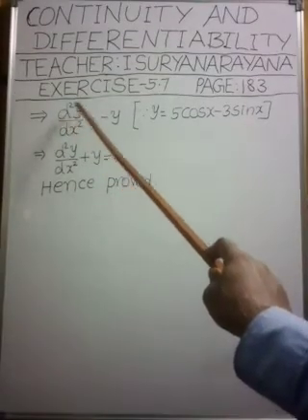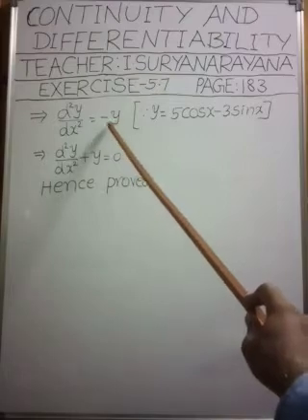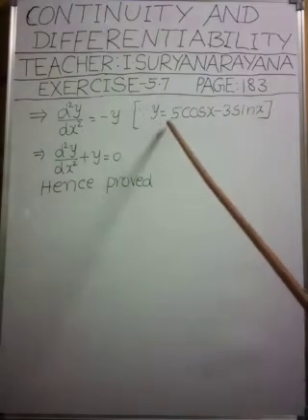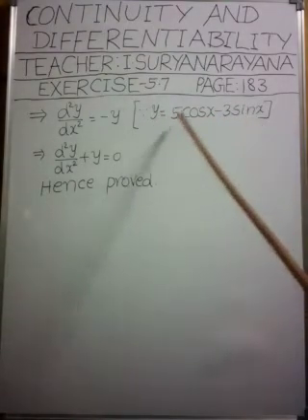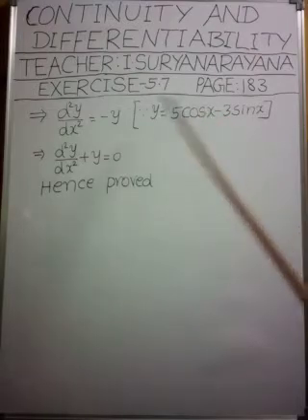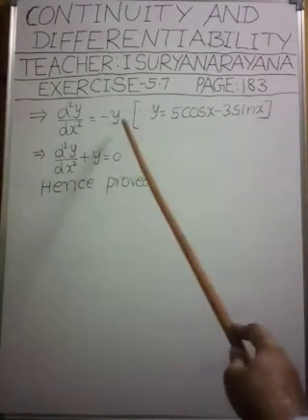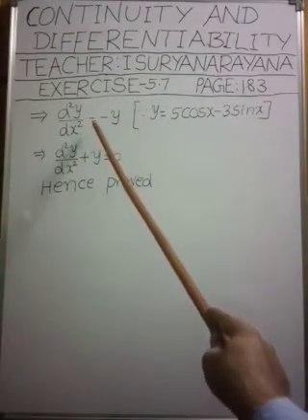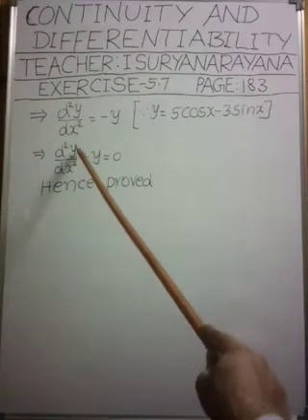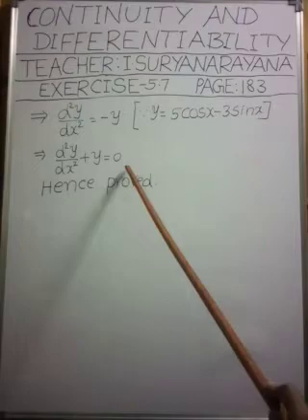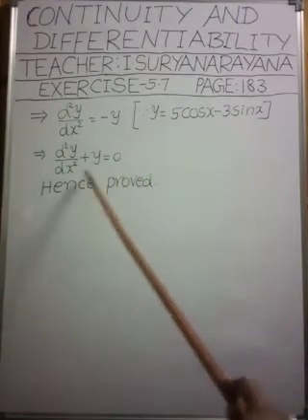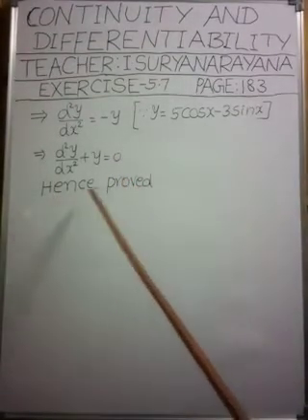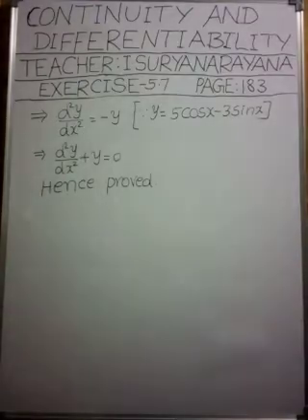This implies d square y by dx square is equal to, in RHS we can write minus y because y is equal to 5 cos x minus 3 sin x. This is a given function. Okay, my dear children, understood this step? Right. This implies now we are bringing this minus y to LHS. Then it becomes plus y. Okay, my dear children? So d square y by dx square plus y is equal to 0. This is the required statement to be proved. Isn't it, my dear children, or not? Right. Hence proved. Understood, my dear children?